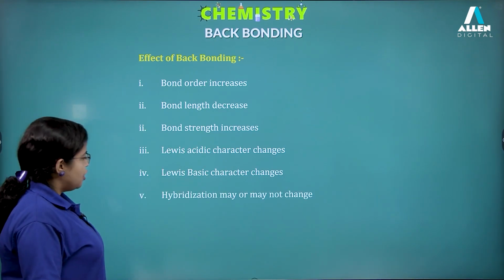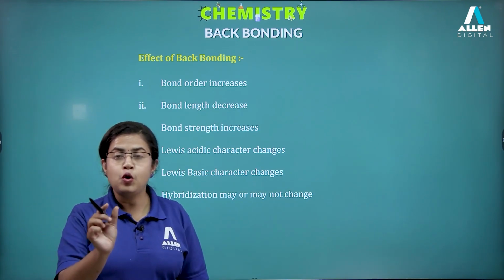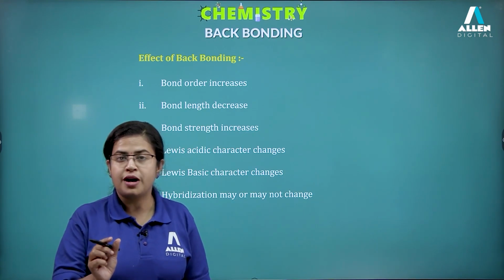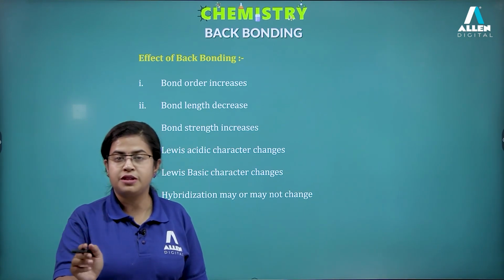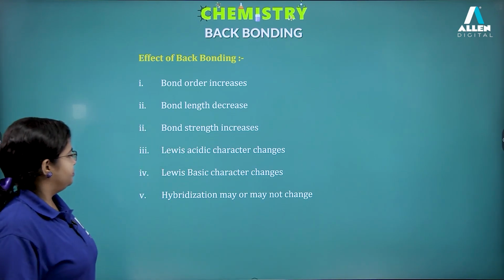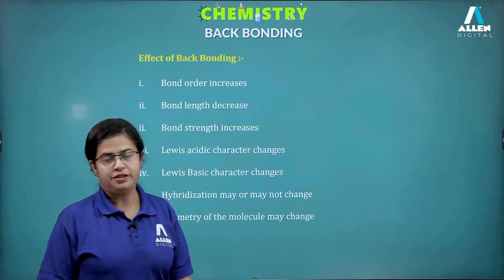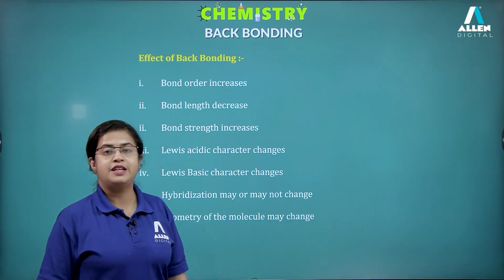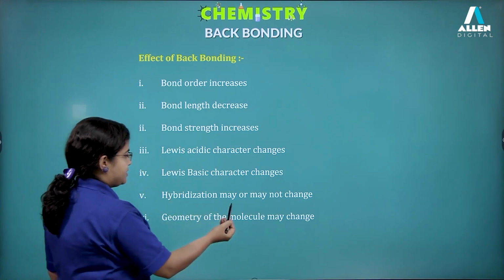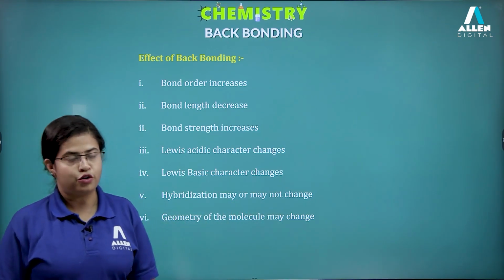Geometry. Okay, first hybridization. Hybridization is changing if the lone pair is involved in back bonding. If the central atom has a vacant orbital, say for example in the case of BF3, hybridization does not change. Geometry doesn't change in the case of BF3, while it changes in the case of trisilylamine. So it's correctly written in both these places that hybridization may or may not change, geometry may or may not change.